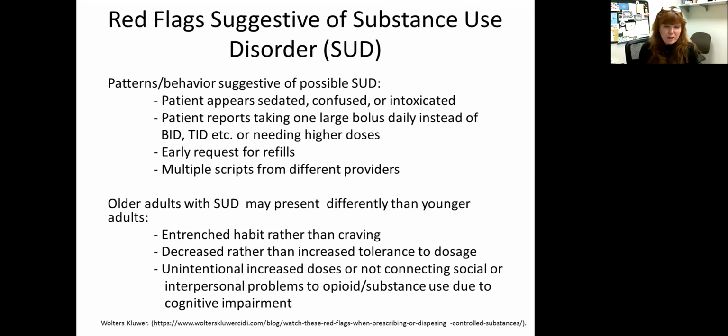Our elderly patients may not necessarily develop tolerance to medications the way younger patients can. In fact, as they get older, they can have an increase in sensitivity to certain medications, CNS medicines, including opioids. So that might be something that is missed. And for cognitively impaired patients, they might unintentionally be increasing doses. They might be having social or interpersonal issues with people and not necessarily connecting that it's related to their opioid or substance use.